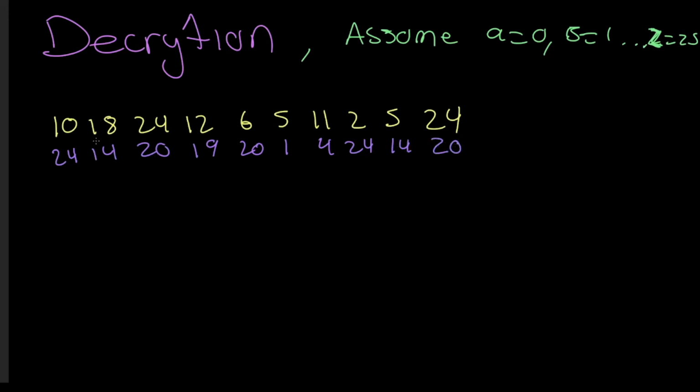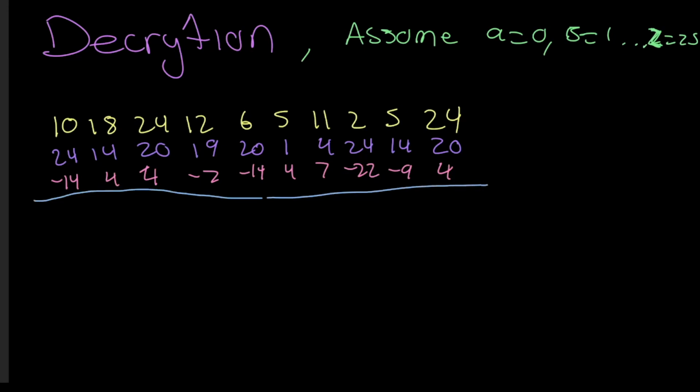So we're going to do a little bit of subtracting here. You have 10 and you minus 24. And we get negative 14. So negative 14, negative 7, negative 14, 4, 7, negative 22, negative 9, and 4. It's a horrible line, but that's okay.